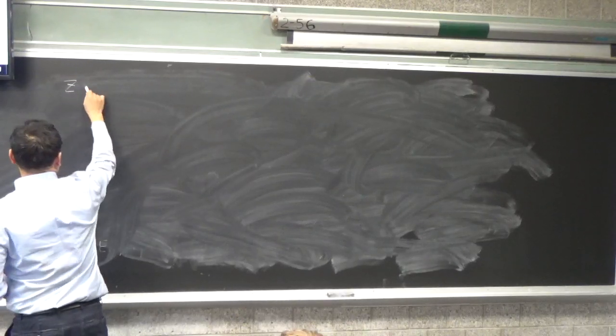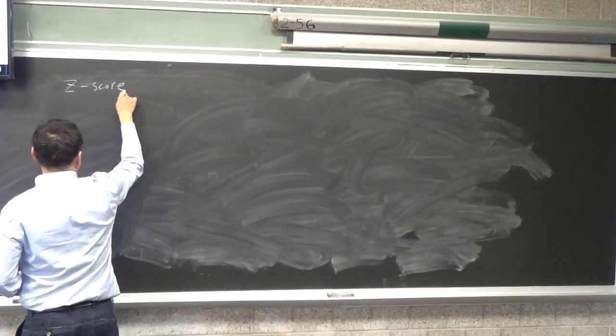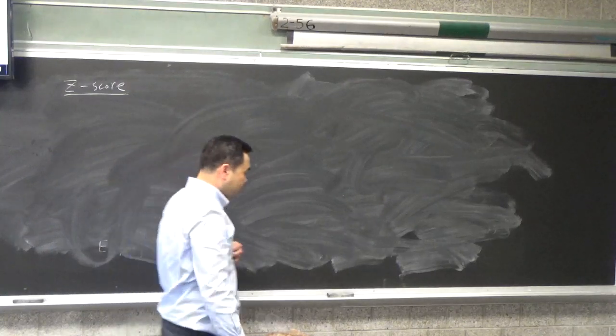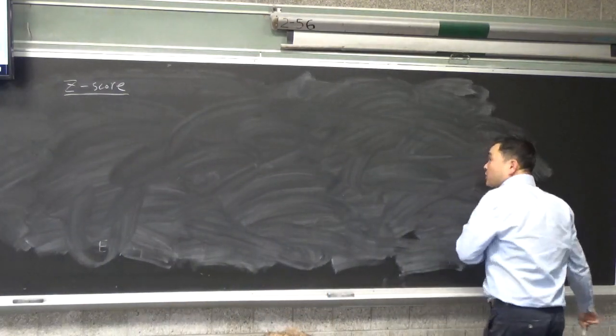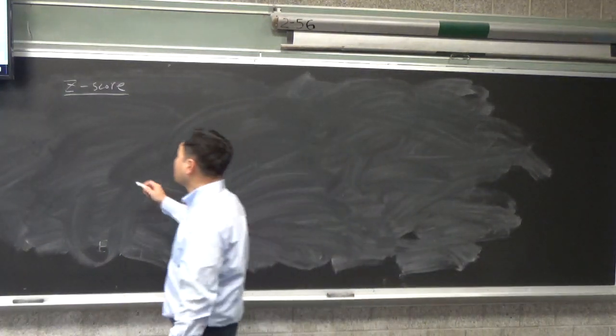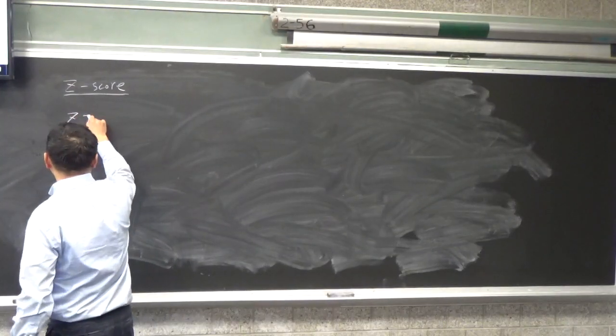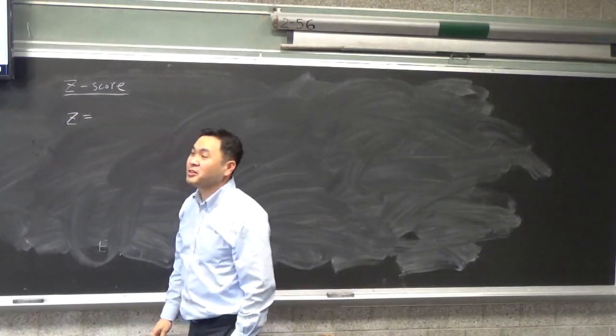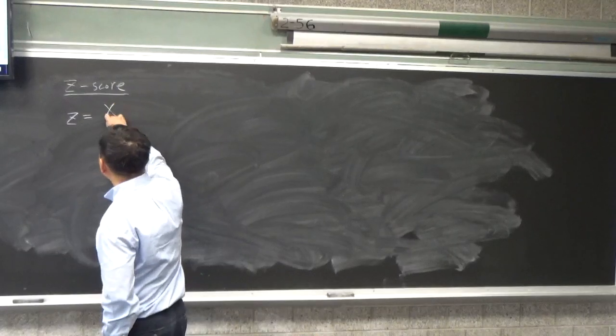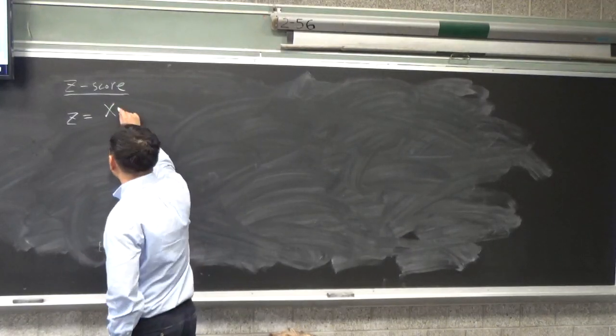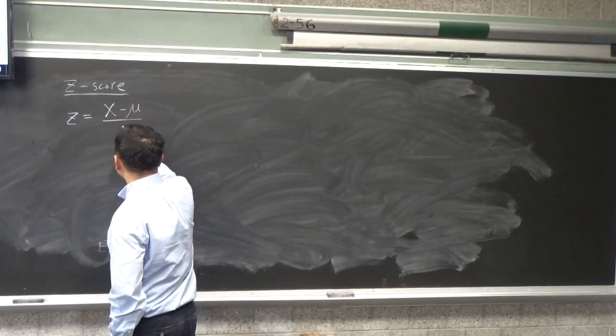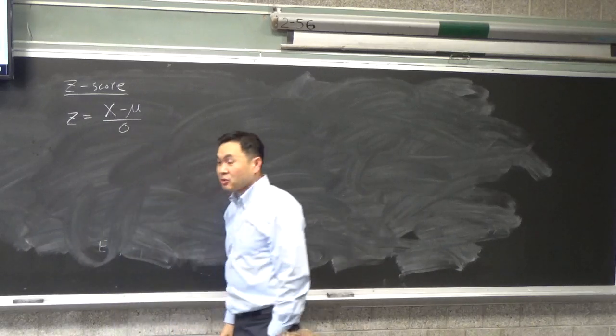Okay, now let's talk about the z-score. Z-score is something that I've already explained. Z is equal to, if you have a random variable x, you subtract its mean and divide it by standard deviation.